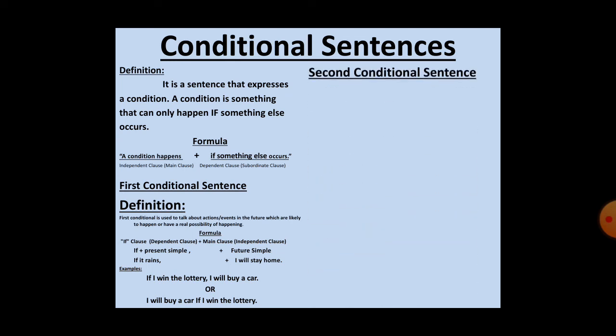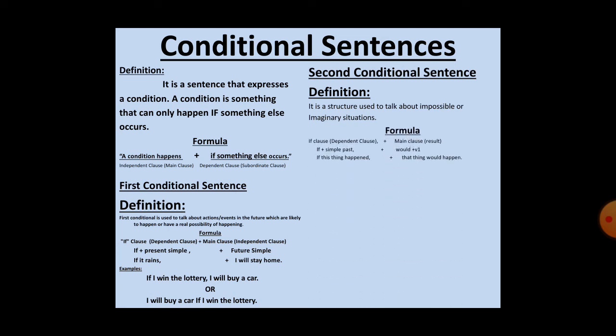So here comes our second conditional sentence. What is the second conditional sentence? When we talk about imaginary situations or imaginary conditions that can never happen in present time, there we use second conditional sentence. Okay friends, so this is the formula of second conditional. If clause, then comes main clause, and in the if clause we use simple past, and in the main clause we use would plus verb first form.